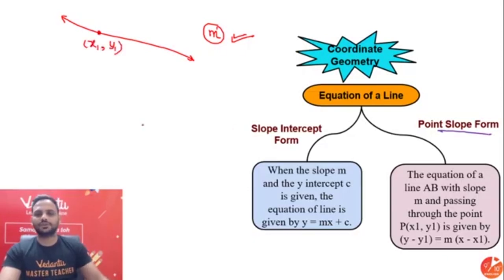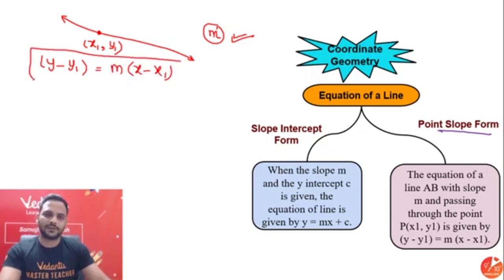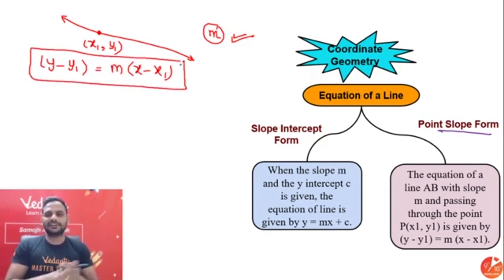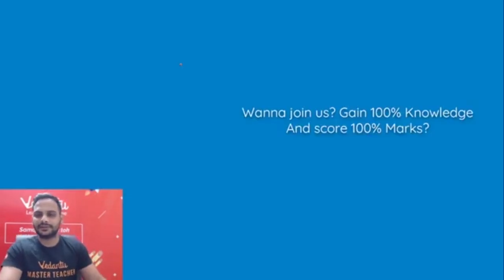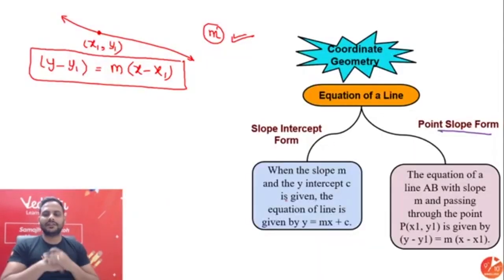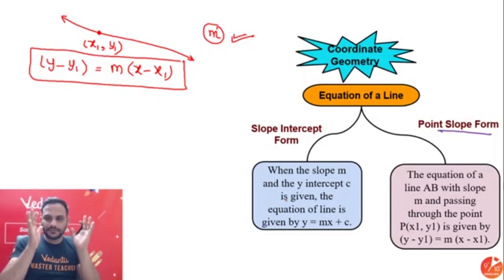In that case, you can use this equation, y minus y1 is equal to m into x minus x1. So when you solve this equation, you will get one linear equation in two variables, in the form of x and y. That will be your equation of the line. Alright, so this is everything in the part of your coordinate geometry.